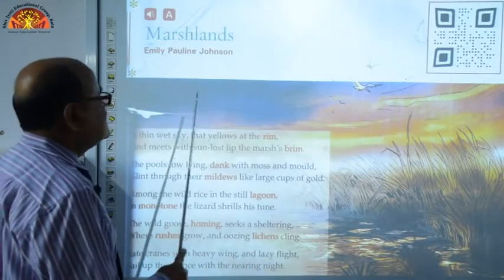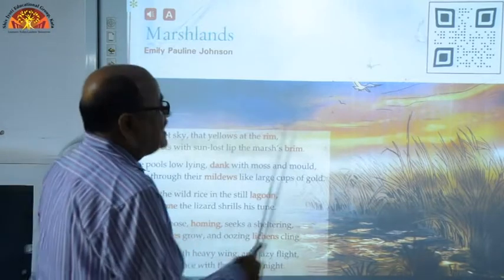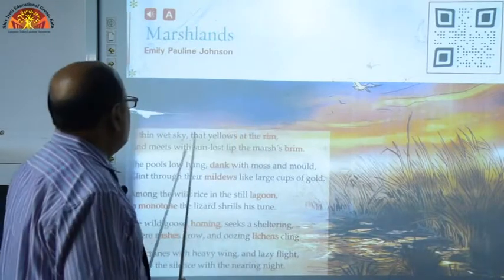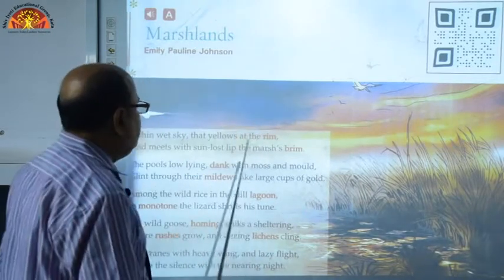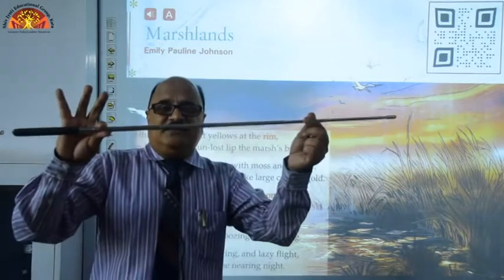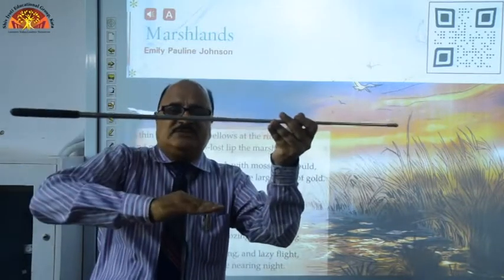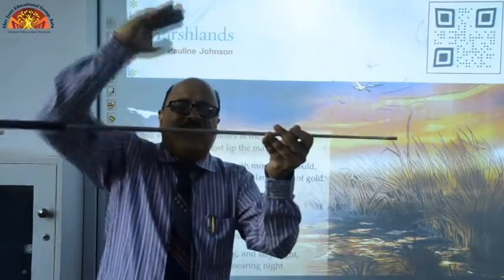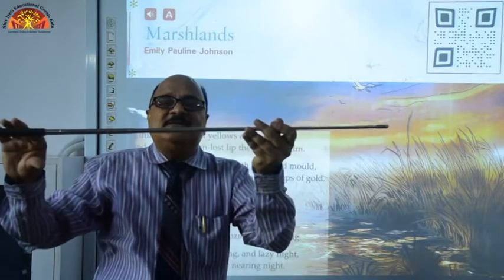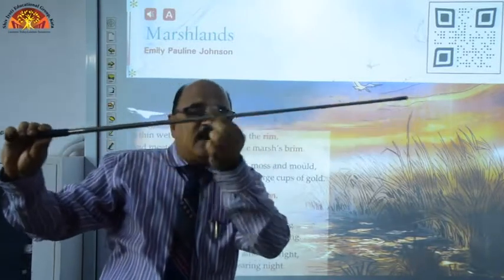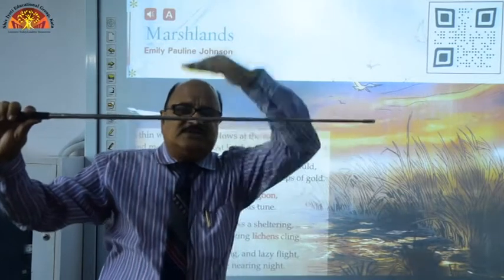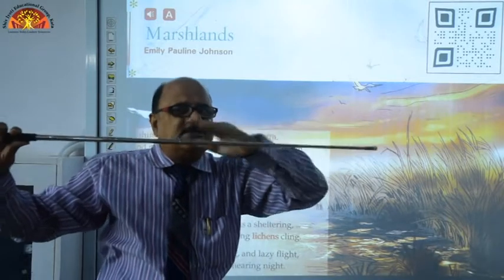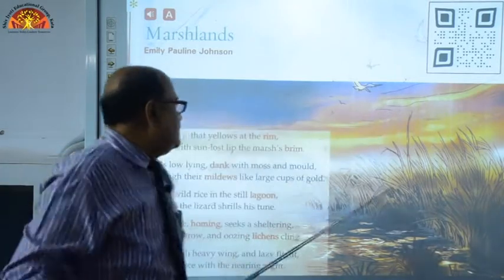A thin wet sky, you can see the sky there, the sky has been presented in a very thin way, and that yellows at the rim. Rim means horizon, this line is there, this is sky and this is piece of land. So, the line where earth and sky seem to meet together is known as horizon, and this is a kind of line, right. So, this sky seems to meet the marshland on the earth. So, this is border, brim, right.